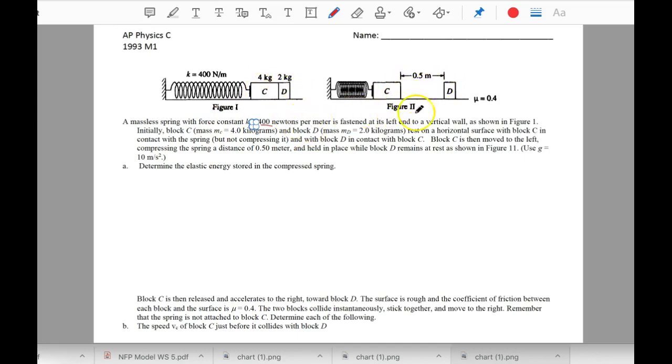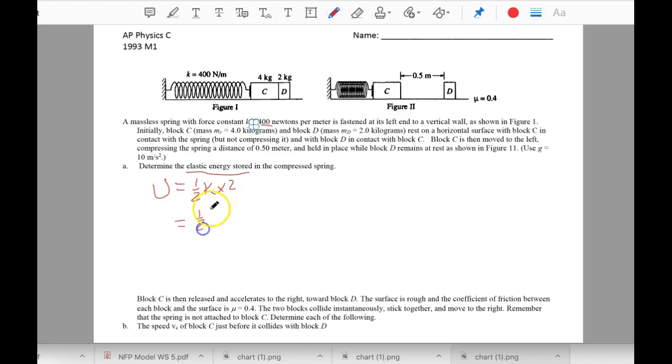We go ahead and push it back, and in figure 2 you'll notice that it is now moved to the left and it compresses the spring by 0.5 meters. So the first thing they want us to do is determine the elastic energy stored in the compressed spring. Pretty easy to do, shouldn't be anything very difficult. There's no calculus involved. This is just U is equal to 1/2 kx squared. Pretty straightforward and simple.